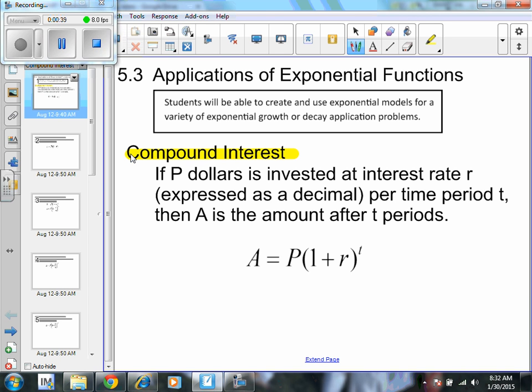Alright, so, you're going to love this lesson. This is really easy. It's really applicable to your life. It's about how you find either the amount of money that's in a savings account that's being compounded over time, or how much money you owe if you take out a loan, and that interest is compounded over time. The same formula works for both, okay?